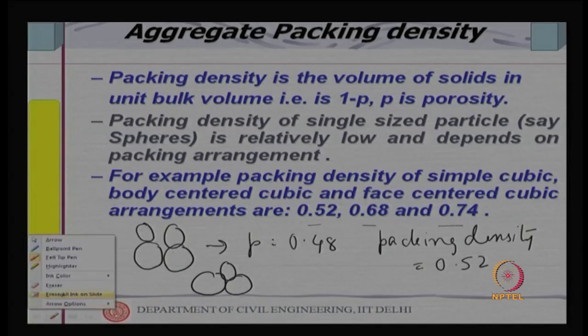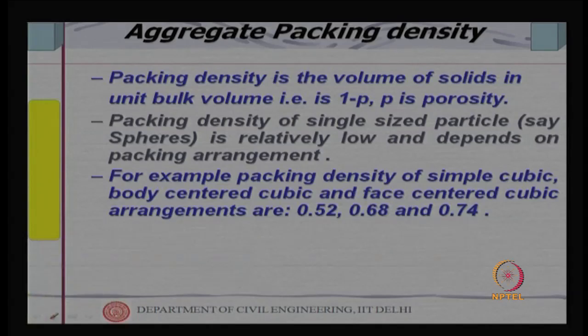Let me erase the previous one and just see. Supposing that my packing is now like this, and the next layer is coming in between. So, actually packing density would change now. The void should be relatively less, and you can show that for this arrangement packing density will be higher than 0.52.